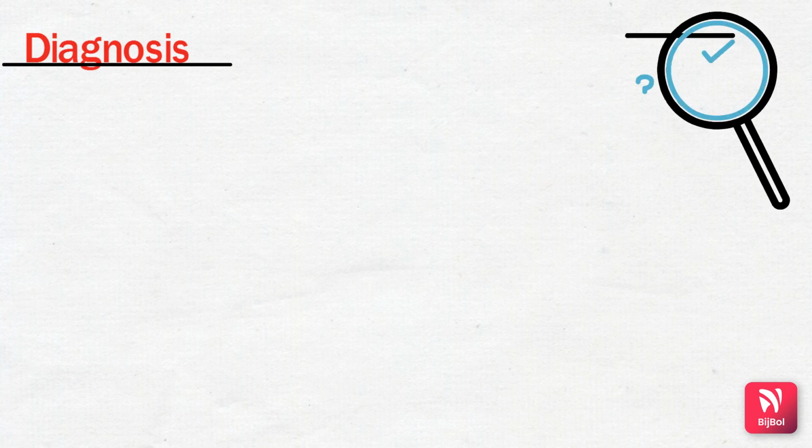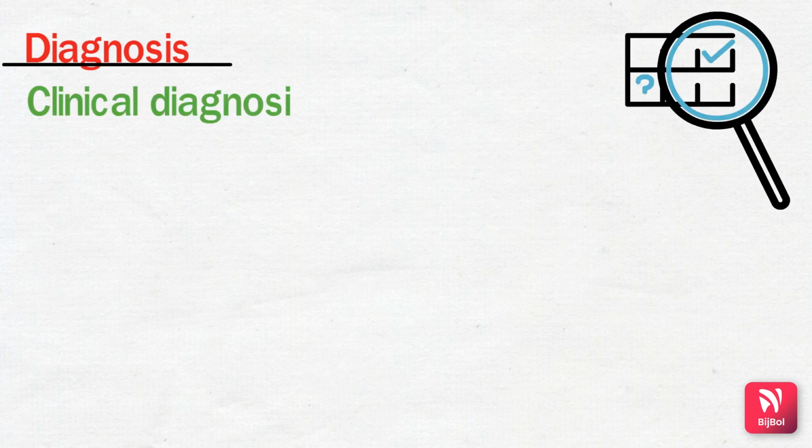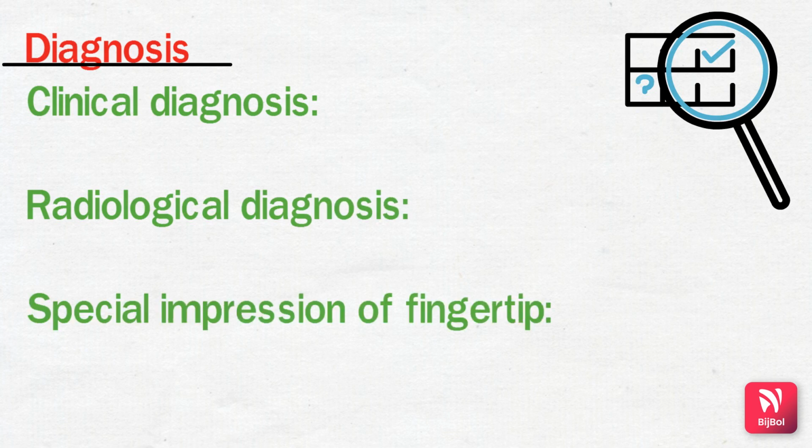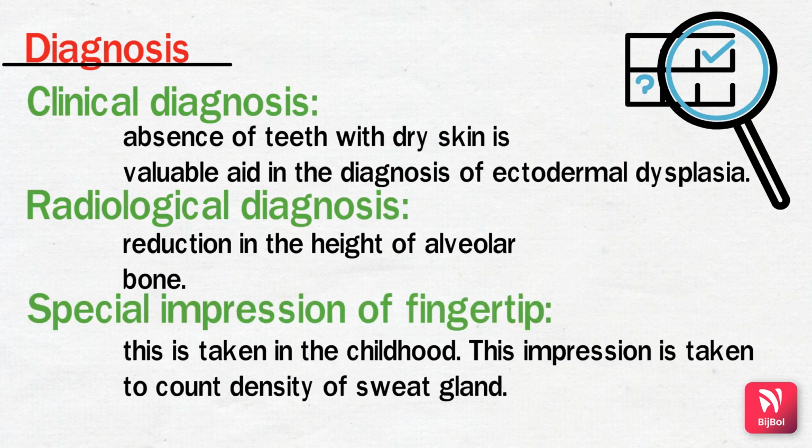Moving to the diagnosis. Clinical diagnosis: the absence of teeth with dry skin is a valuable aid in the diagnosis of ectodermal dysplasia. Radiological diagnosis includes the reduction in the height of the alveolar process, and also a special impression of the fingerprint is taken in childhood to count the density of the sweat glands, providing an aid for ectodermal dysplasia. Now, how do we manage these subjects?